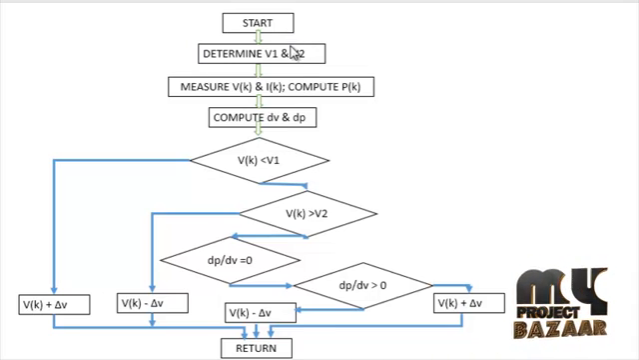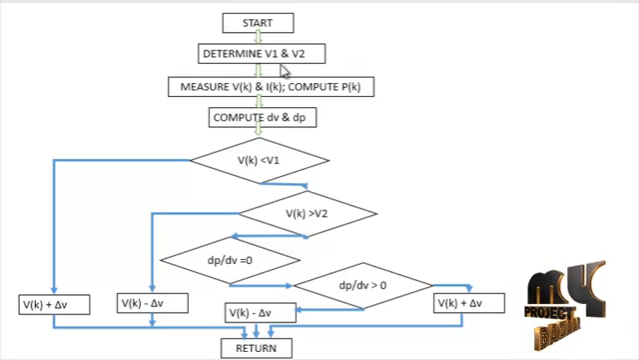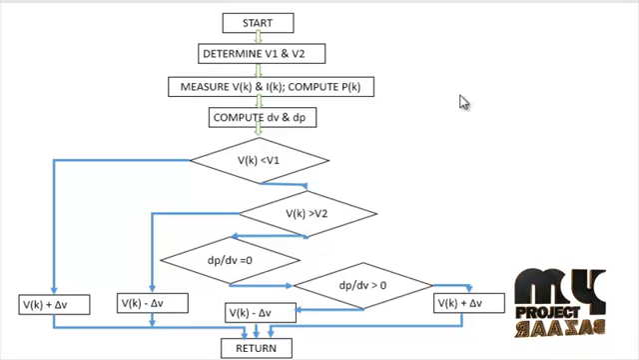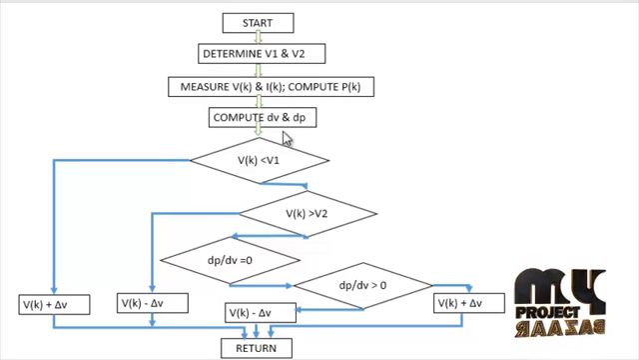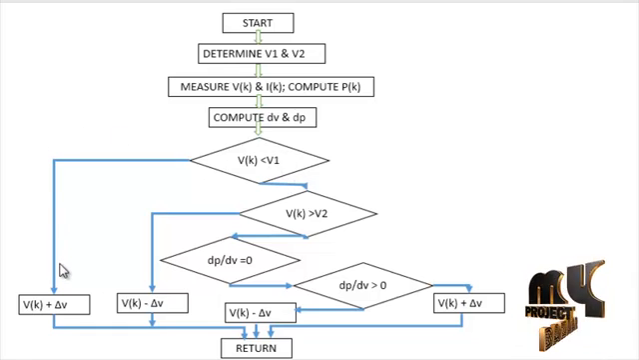Initially determine the V1 and V2. V1 is the initial voltage and V2 is a reference voltage. Then compute the P(k). P(k) means at each instant the output power is measured from the solar panel. That power is measured by measuring the voltage and current at each instant. Then compute the dV and dP, and next we check the condition. That condition is V(k) is less than V1. If that condition is satisfied, then V(k) is added with the incremental voltage.